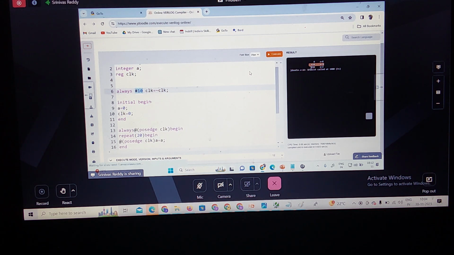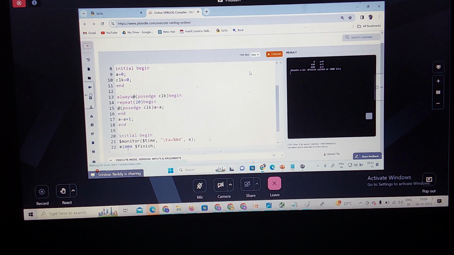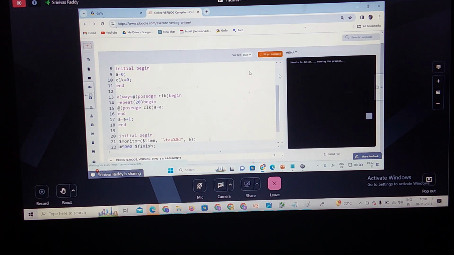After 20 positive edges of the clock. After 20 means what? 830. 820 or 830? Okay, let us increase further. Let me make this into 5000. 5000 finished and then I'm going to.